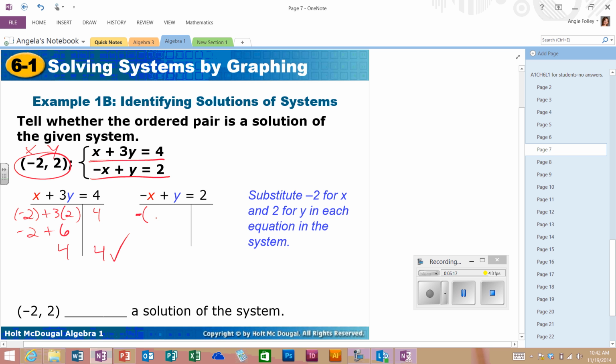I have -x. So I'm going to plug in a -2 plus 2. This becomes a +2 plus 2, which is 4, but the other side is 2, so it is not a solution of this equation. Therefore, this is not a solution of the system because it has to work for both or all of the equations.